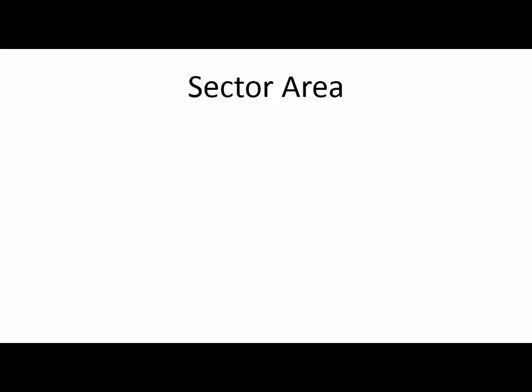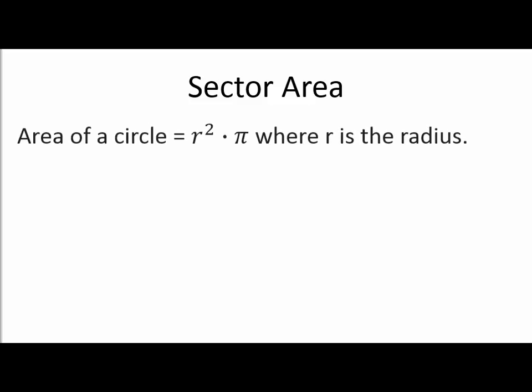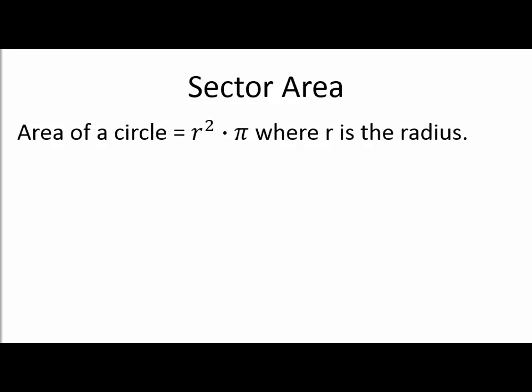So for circles, the first thing on circles is the area of a circle. I know you guys are familiar with it, but do me a favor, still write it down. Area of a circle is r squared times pi, where r is the radius. So we're familiar with that, but let's just save it.